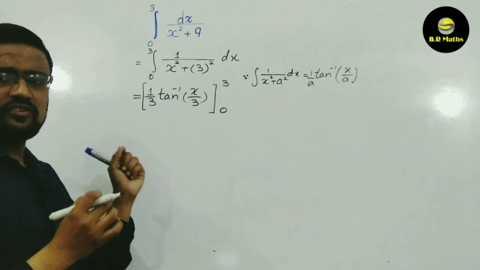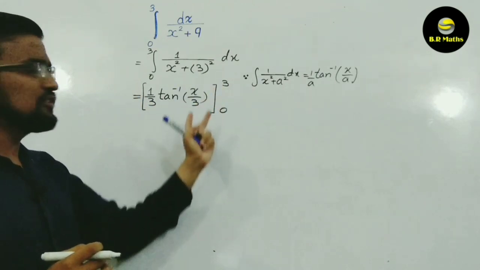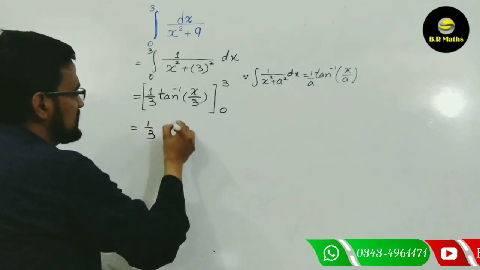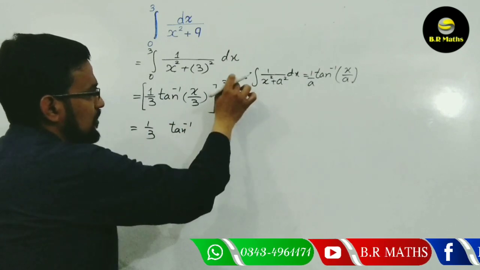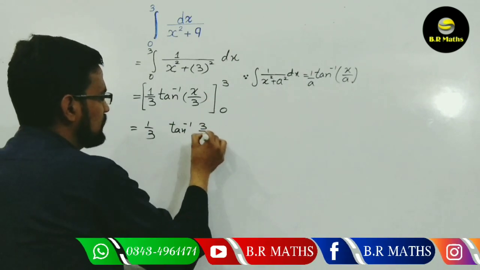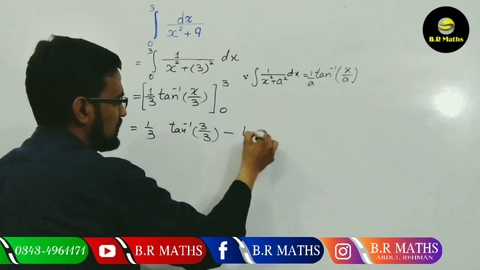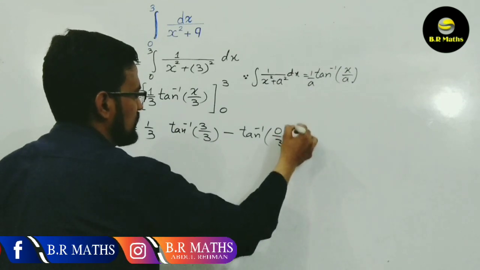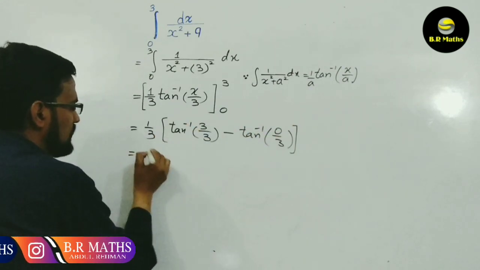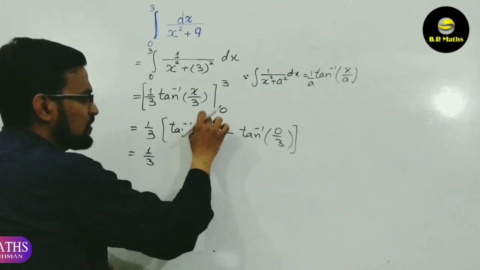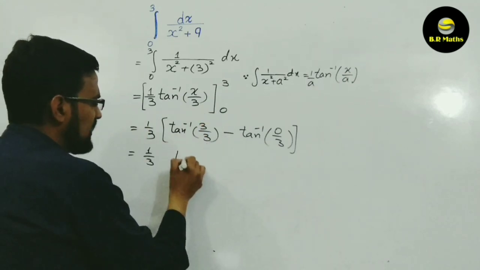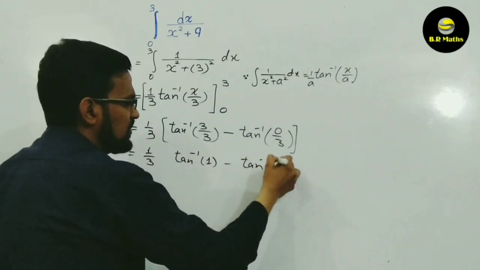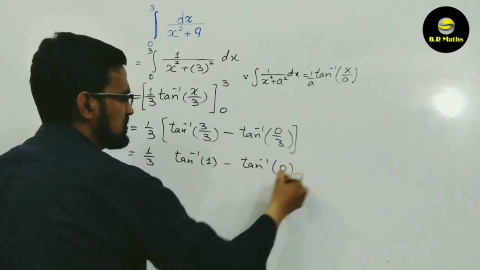So 1 over 3 is a constant, and then simply put in the limits and find the final result. 1 over 3 as it is, tan inverse, first apply the upper limit, minus tan inverse of the lower limit 0 over 3. 1 over 3 as it is. 3 divided by 3 means 1, and tan inverse 1. And here tan inverse of 0 divided by 3 means 0.